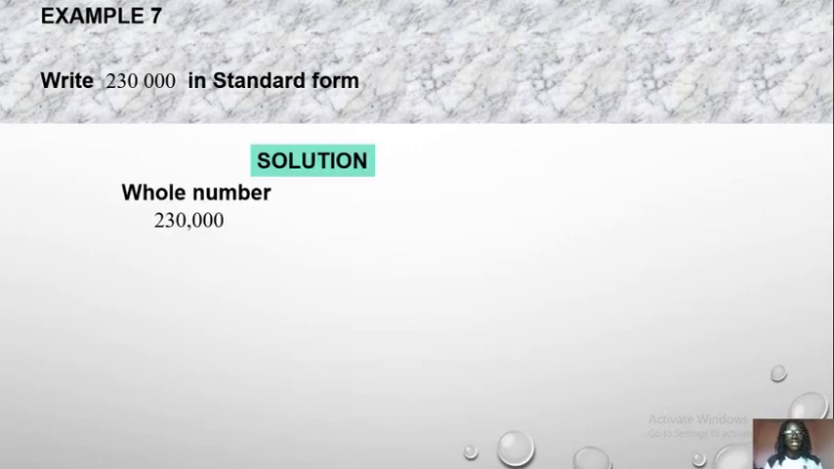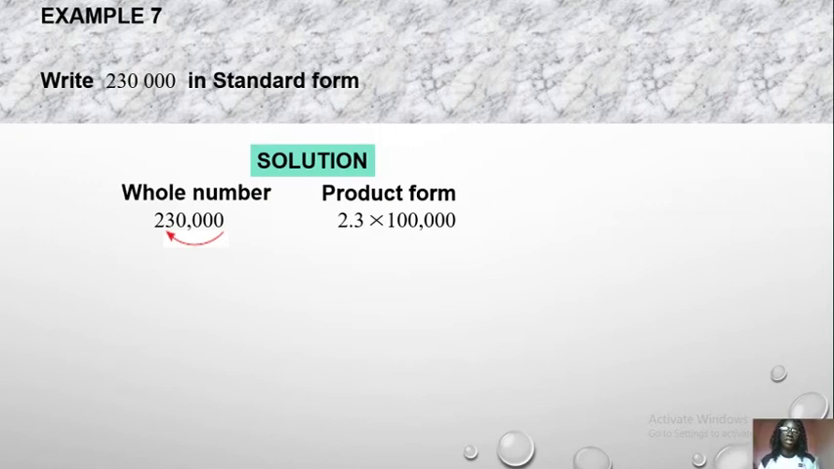Okay, so doing this, we have a whole number, which is 230 thousand. And writing this in product form, we have 2.3. So we have 2, and every other thing is counted as 0. But we have to put the number that is not 0 after our decimal point. So writing this in standard form, it's going to be 2.3 times 10 to the power 5, because we have 5 numbers apart from the first number. After the first number, we have 1, 2, 3, 4, 5.